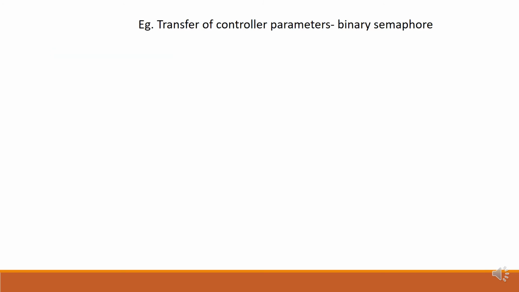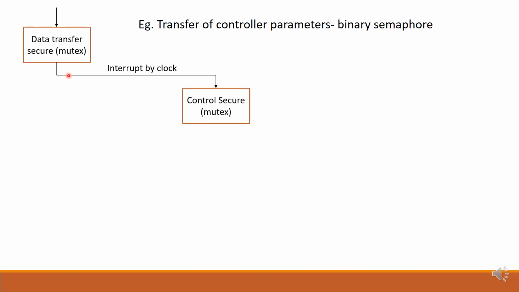So here we will see one example of how to use the semaphore, the transfer of control parameters. Initially you can see that the task appearing here is a data transfer task, which has just secured its mutex. While it is executing, the dispatcher will force a reschedule to give control to the control task. Now the controller task runs and secures its mutex, while this one will be in the suspended state.